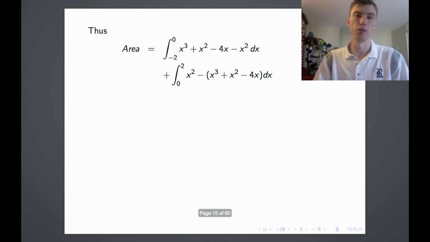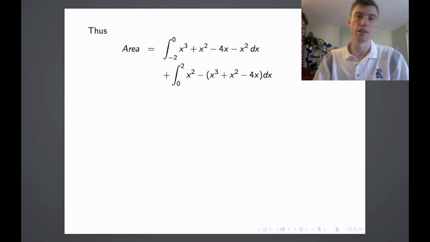Thus we can set up two integrals which represent our area. The area is equal to the integral from negative 2 to 0 of x cubed plus x squared minus 4x, which is the top function, less the bottom function, which is x squared, and we integrate with respect to x. The second integral will be the integral from 0 to 2 of x squared minus (x cubed plus x squared minus 4x), integrating again with respect to x.